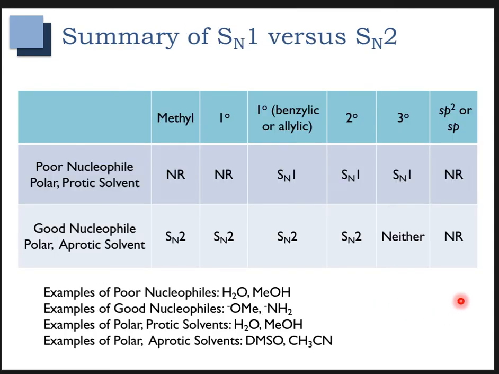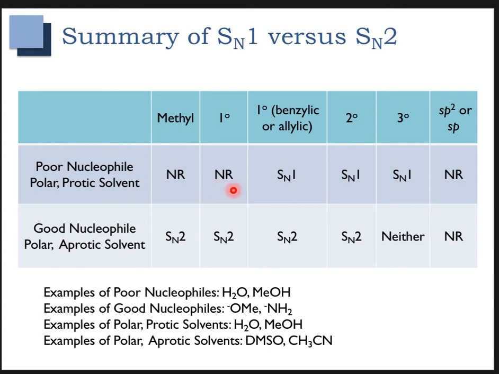So this is another slide. This is basically the same information as the previous slide. It's just another table, so whichever way you prefer to organize this information in your head. This table gives you the situation where you would have a poor nucleophile and a polar protic solvent. And you can see that methyl substrates wouldn't react under these conditions.